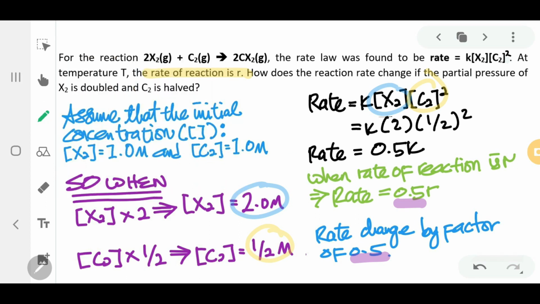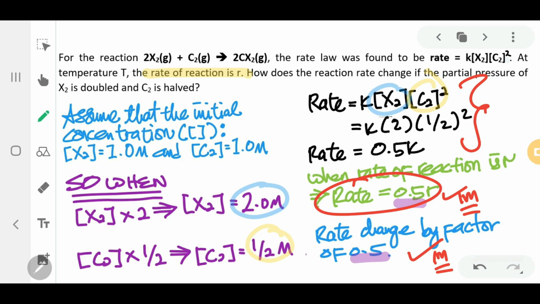So what about the mark allocation? You have 1 mark here. You have 1 mark for there. You have 1 mark for this whole thing. And you will have 1 mark for this whole thing right there.